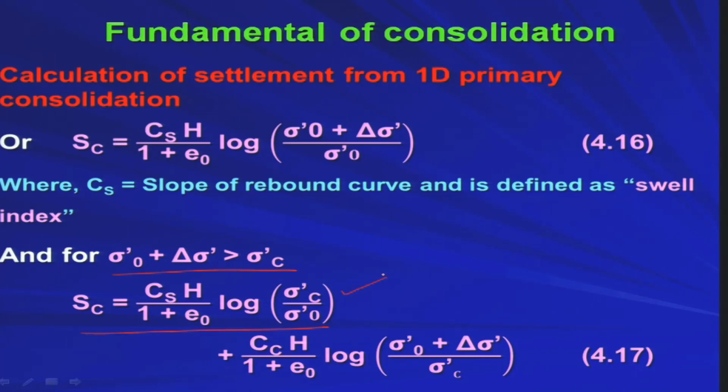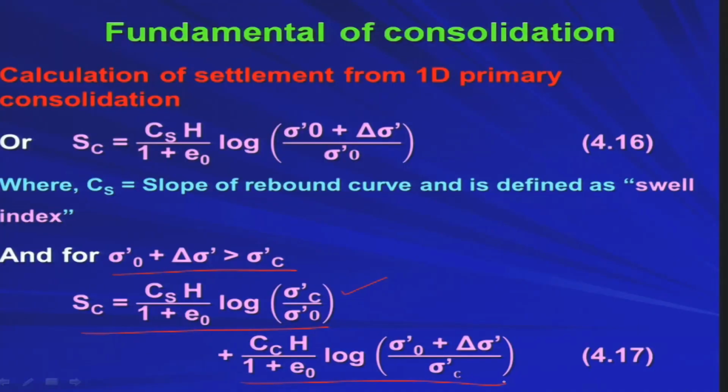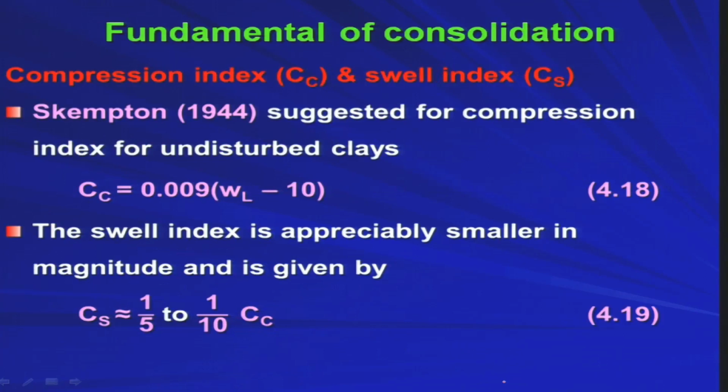This part will give you the settlement due to your rebound curve, the over consolidated part, and this part will give you the normally consolidated part. So, this equation 4.17 will give you the total settlement for over consolidated soil when your stress increment or load increment is greater than the pre consolidation load. Now we will find out the compression index Cc and the swell index Cs, because these are the two constants we have just observed. So, we will see how to find out these constants.